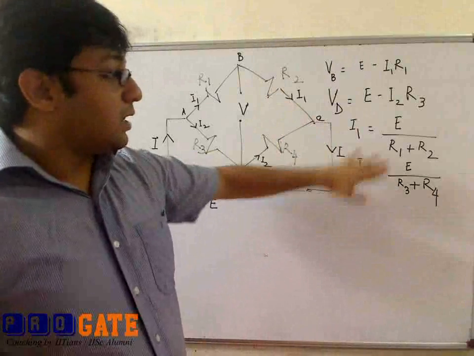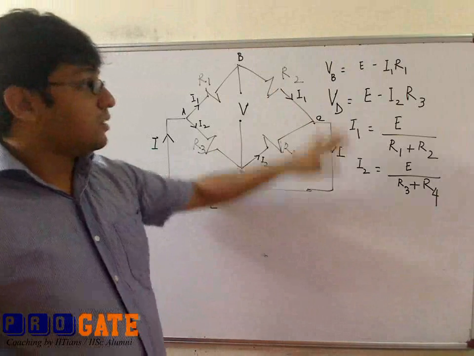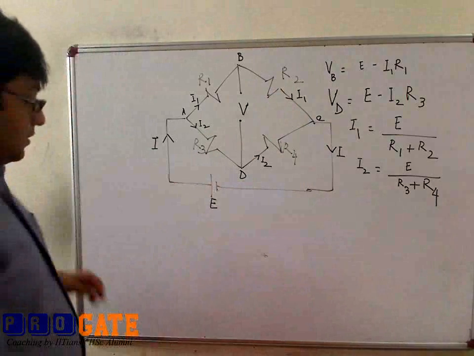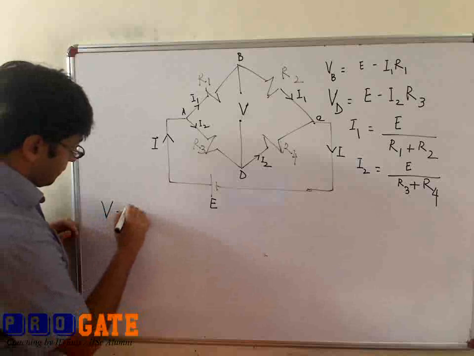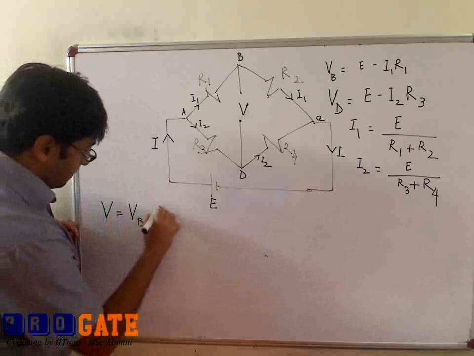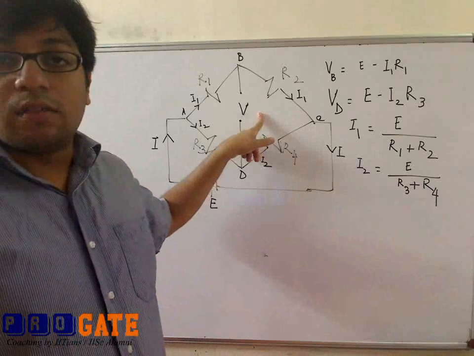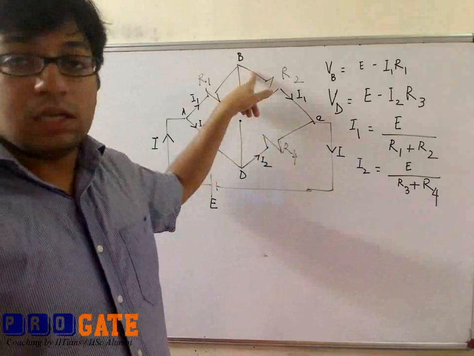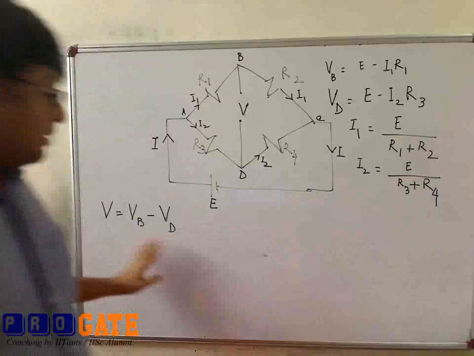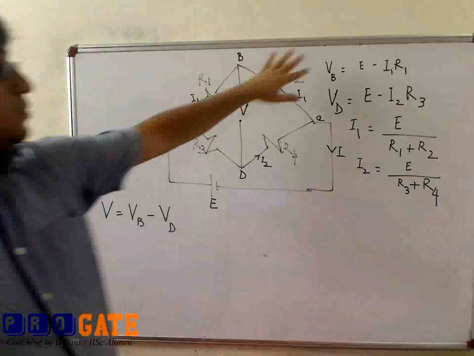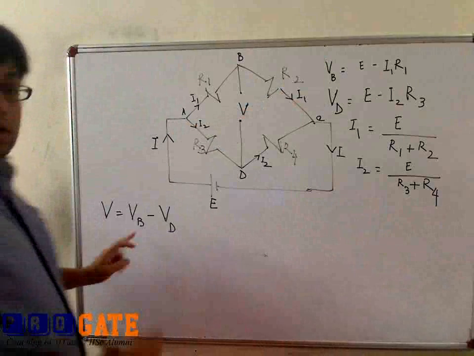So the current I1 and I2 have been found by using Ohm's law. Now the voltage V is the difference of the voltages at node B and D. That is VB and VD. So we get VB minus VD. So let us try and substitute these equations that we've got over here into this equation. So what do we get?